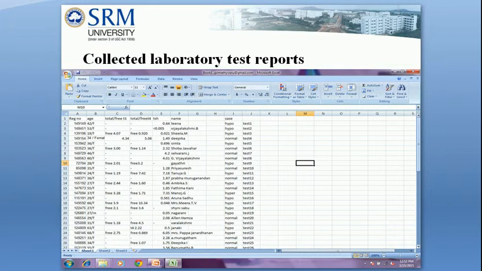This is the collected test reports from the reputed hospital. Here we have total free T3, total free T4 and TSH test reports of the patient along with the ultrasound image.